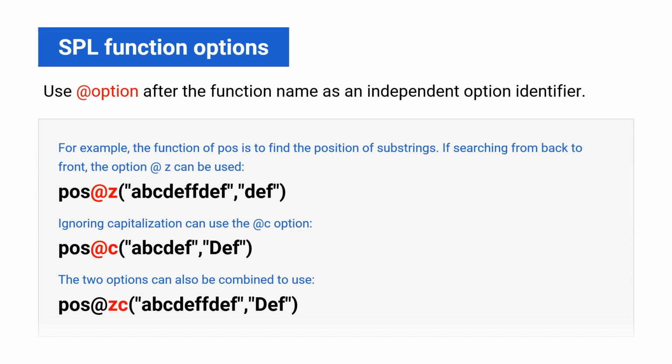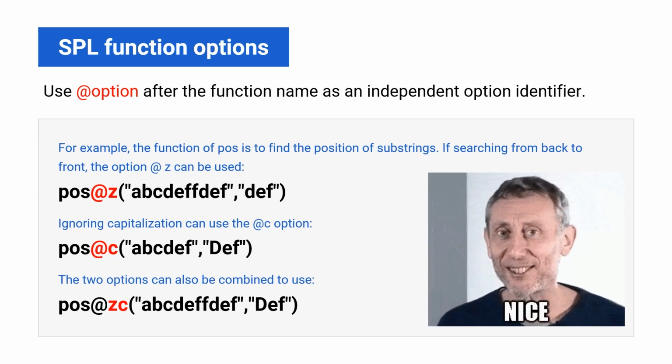For example, the function of pos is to find the position of substrings. If searching from back to front, the option @z can be used. Ignoring case can use the @c option. The two options can also be combined for use. With function options, we only need to be familiar with fewer functions. When using similar but different functionalities, we can search for corresponding options, which is equivalent to SPL dividing functions into levels, making search and use more convenient.